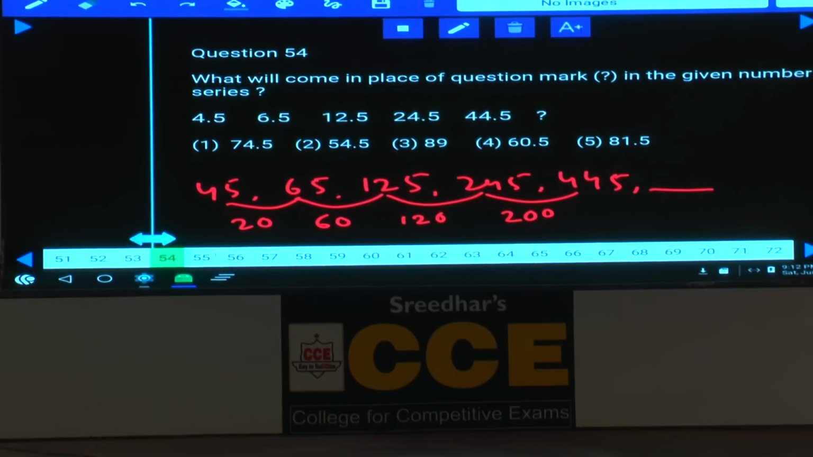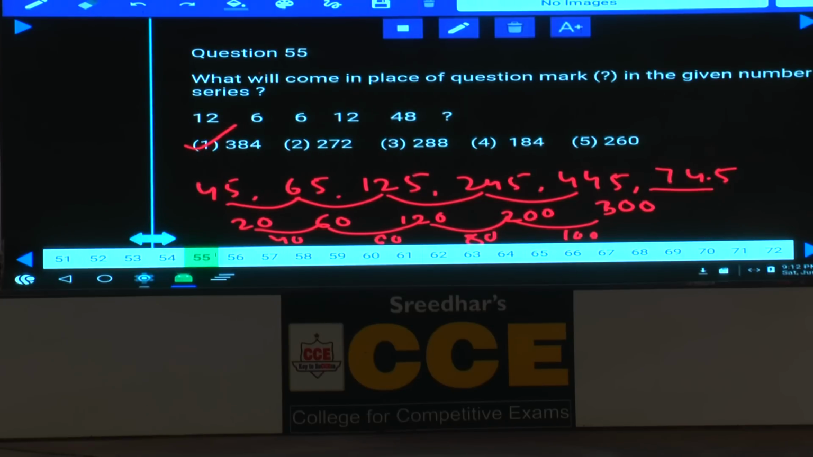40, 60, 80. Now the difference, if you take here, the difference is 40, here it is 60, next one is 80, next one is 100, and 20 plus 100 is how much? 300. Now this 300 should be added. That will be 745. Now as we have multiplied with this 10, now we have to divide this by 10, and the answer is 74.5, choice 1. Done?